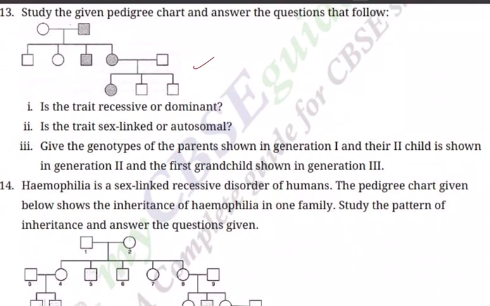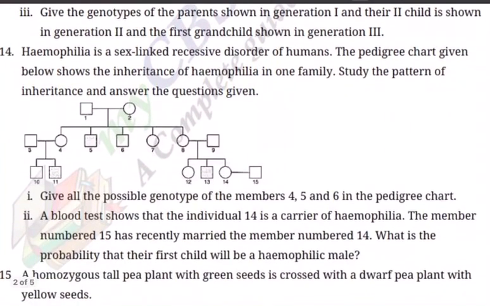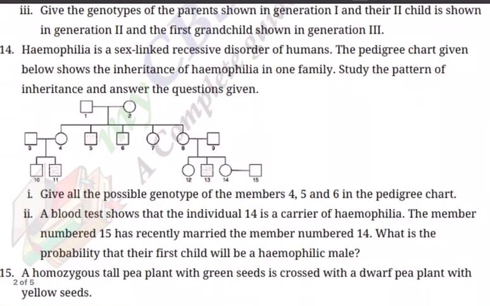The pedigree chart given below shows the inheritance of hemophilia in one family. Study the pattern of inheritance and answer the questions given. 1. Give all the possible genotypes of the numbers 4, 5, 6 in the pedigree chart. So for this one, for 4, 5, 6, only the genotype we have to give.